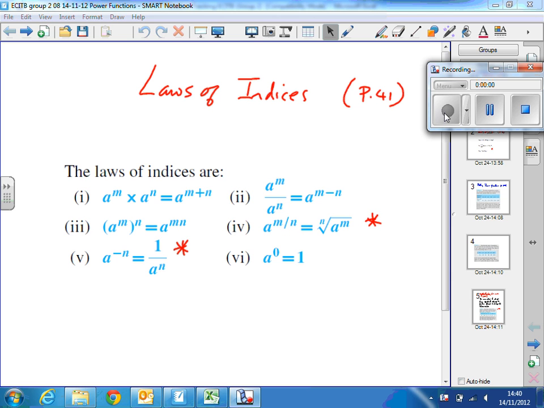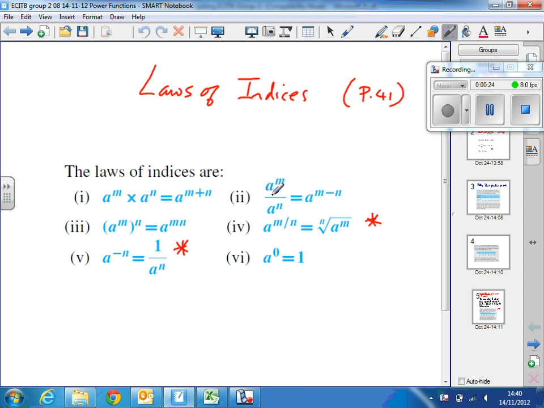Just to review laws of indices, we've assumed that the base, remember this is the base, is the same. If the base is the same and I'm multiplying two numbers together, I add the powers. If the base is the same and I divide, I subtract the powers. We can expand these two basic laws of indices to arrive at four more, which we looked at last week.